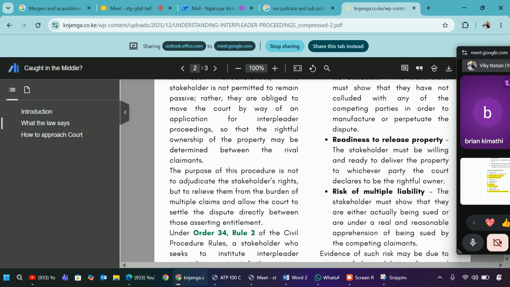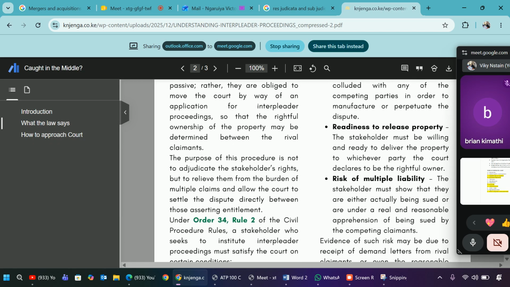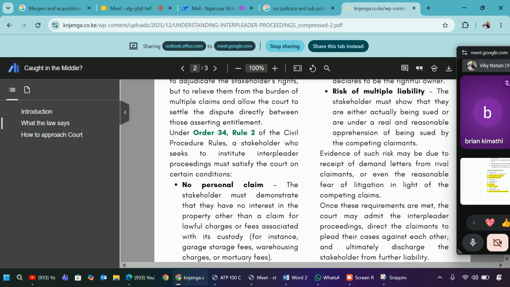The stakeholder must be willing and ready to deliver the property to whichever party the court declares to be the rightful owner. And the risk of multiple liability is another aspect. The stakeholder must show that they are either actually being sued or are under a real and reasonable apprehension of being sued by the competing claimants.